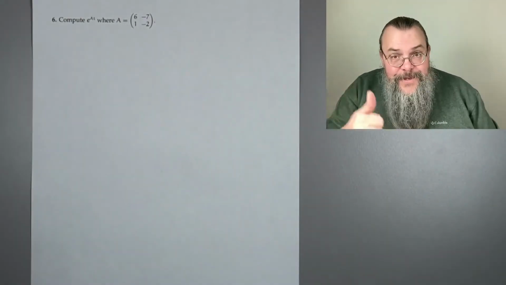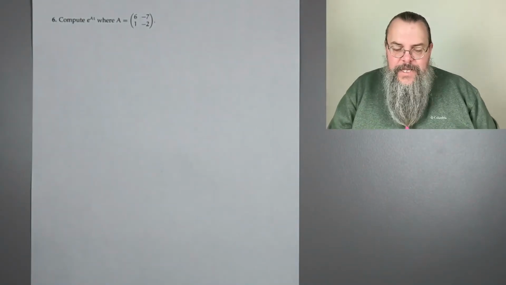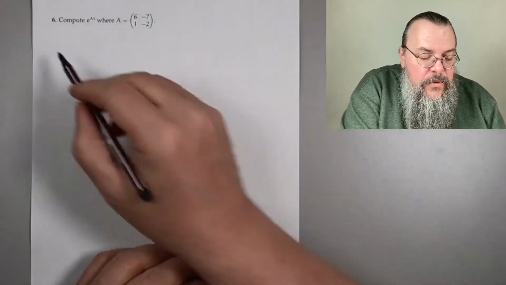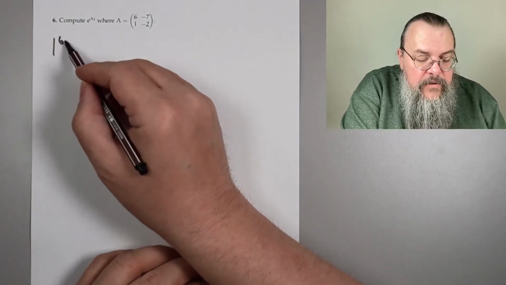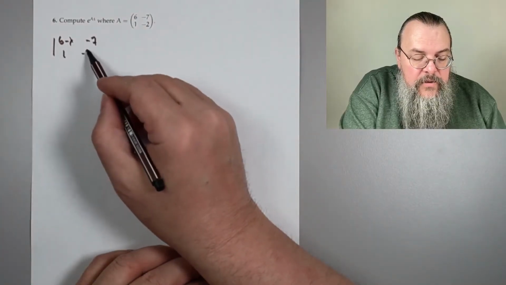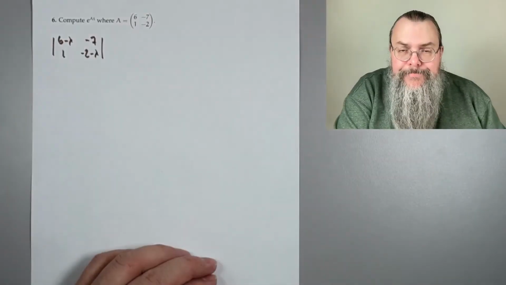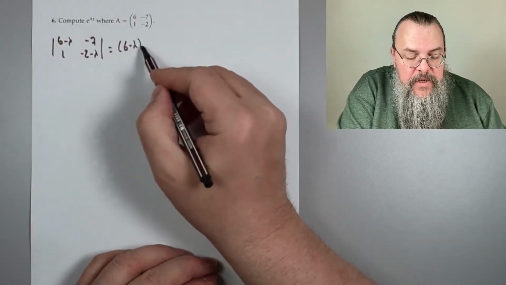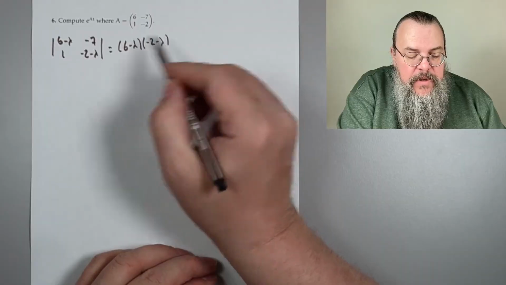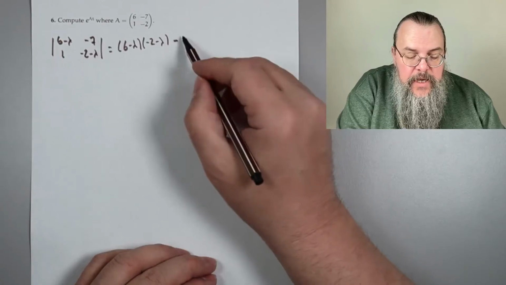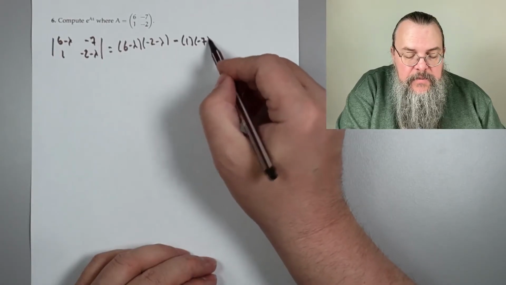Okay, first step, we need to find our eigenvalues. So I say, okay, no worries. So we're going to do that. We're going to take (6 minus lambda, -7; 1, -2 minus lambda). Okay, so that's 6 minus lambda times minus 2 minus lambda, right? Multiply down the diagonal, subtract, other way, 1 times negative 7.